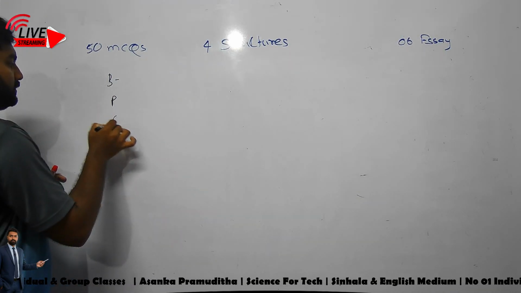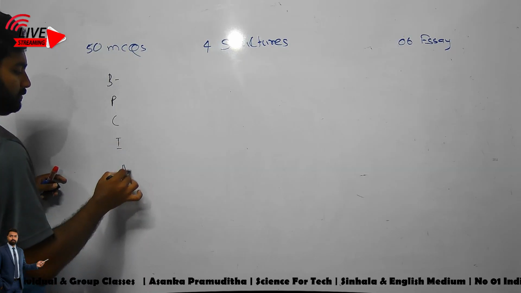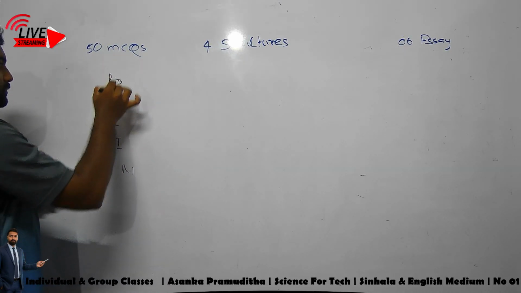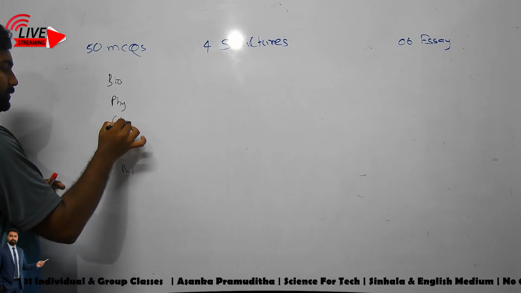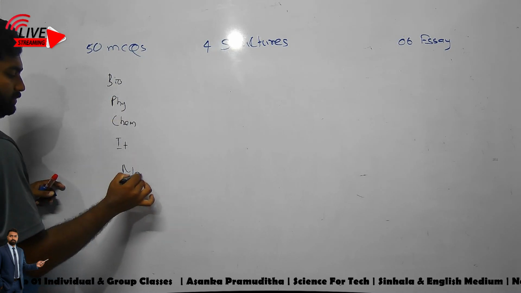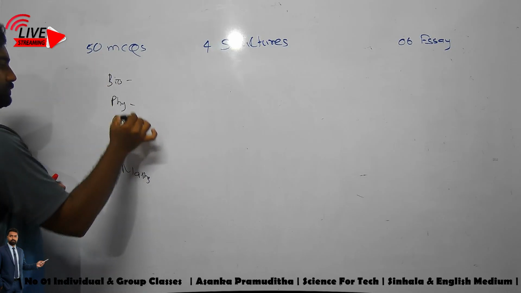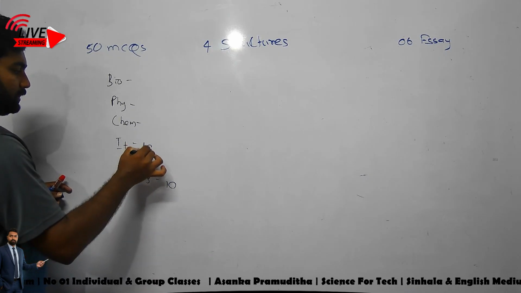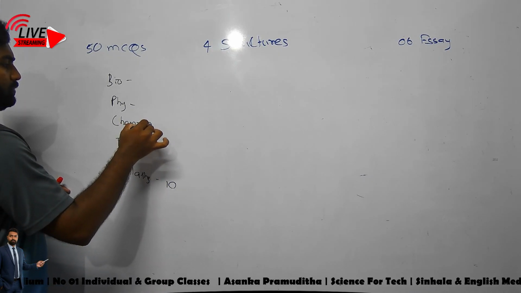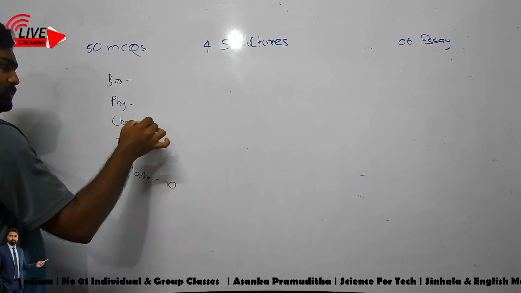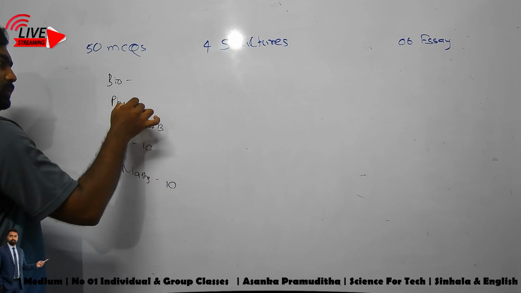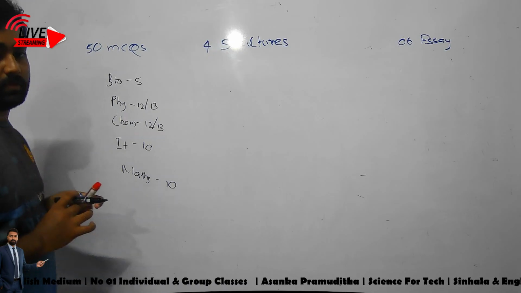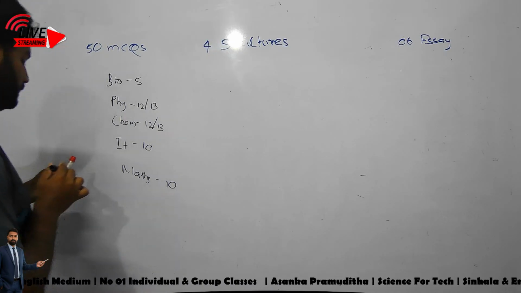These 50 MCQs usually consist of biology, physics, chemistry, IT, maths. Are you okay with this one? We have 10 maths questions, 10 IT questions, around 12 or 13 chemistry questions, usually 12 or 13 physics questions, and 5 to 6 bio questions.